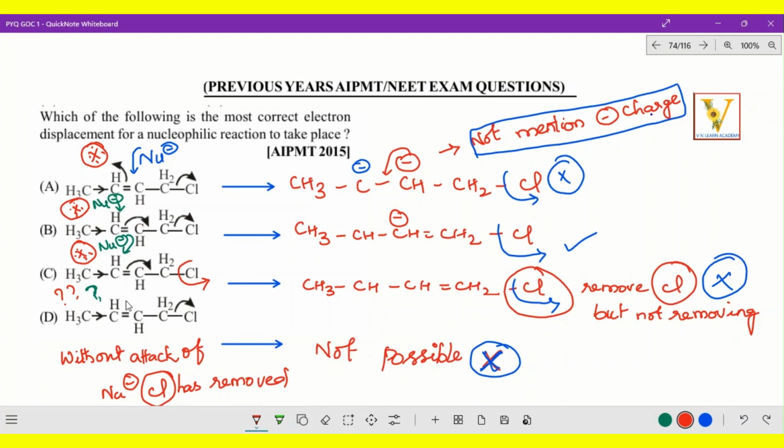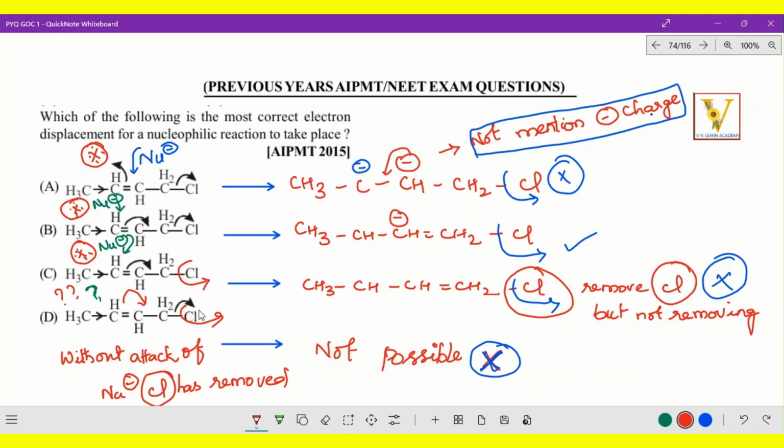And the last one: here, the nucleophile attack, where the attacking is taking place, they didn't even mention. Then how is it possible for Cl to go away? It has not mentioned the transfer of electrons. It has to be mentioned. So the nucleophile attack is not mentioned, and the transferring of electrons is also not mentioned. So this will not be the correct one.